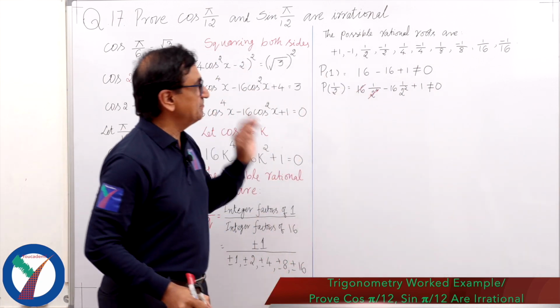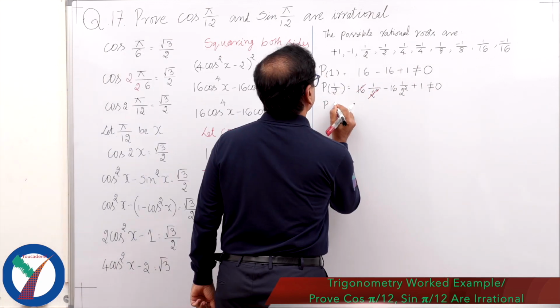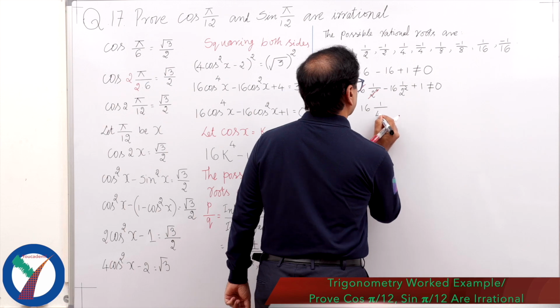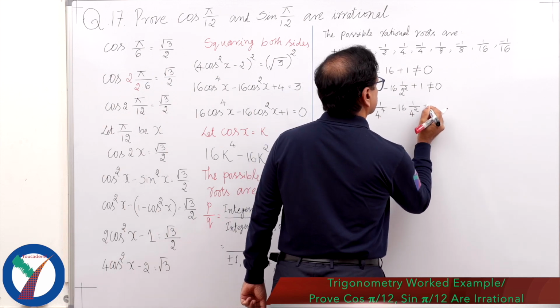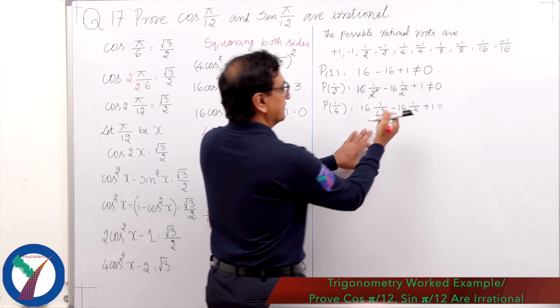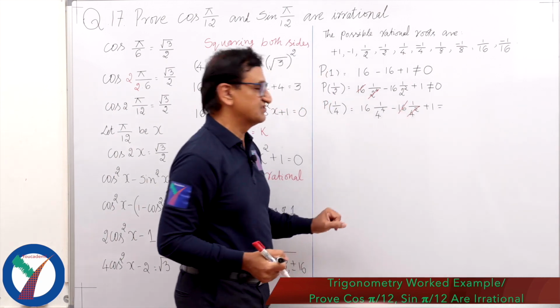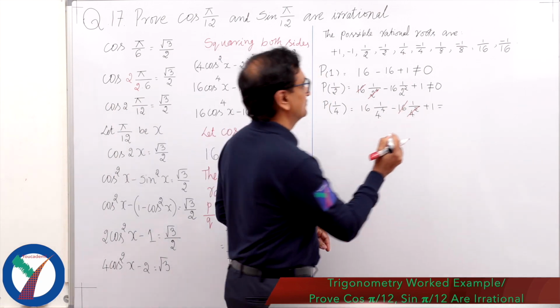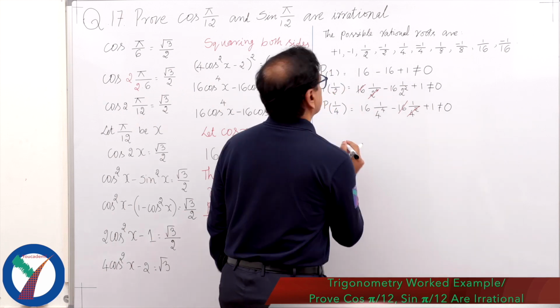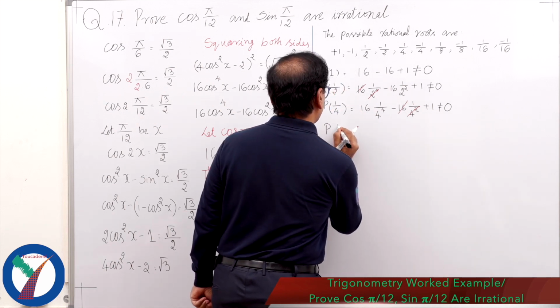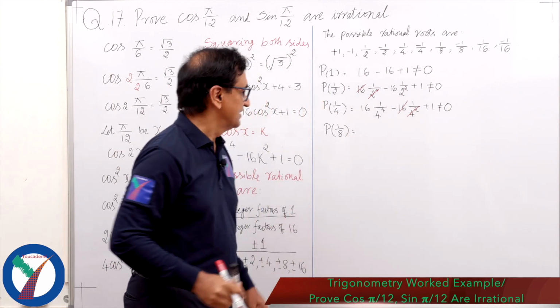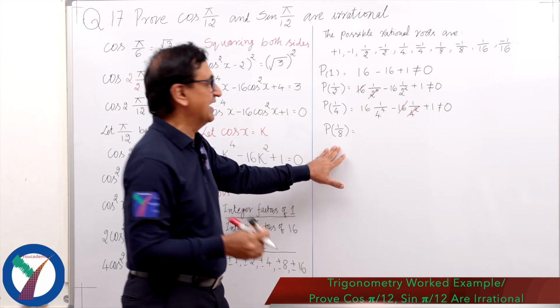Next, let's apply P of 1/4. Now 16 divided by 4 square will get cancelled, definitely not equal to 0. Next, let's apply P of 1 divided by 8. Okay, next we are going to check 1 divided by 8.